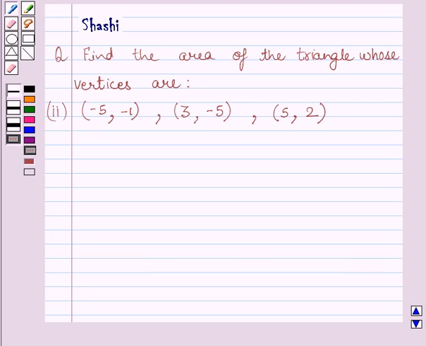I'm Shashi and I'm going to help you with the following question. The question says, find the area of the triangle whose vertices are (-5, -1), (3, -5), and (5, 2).